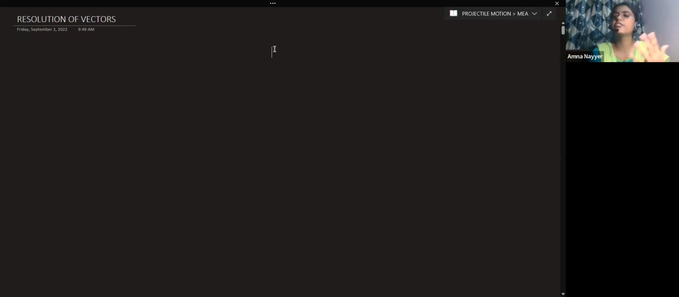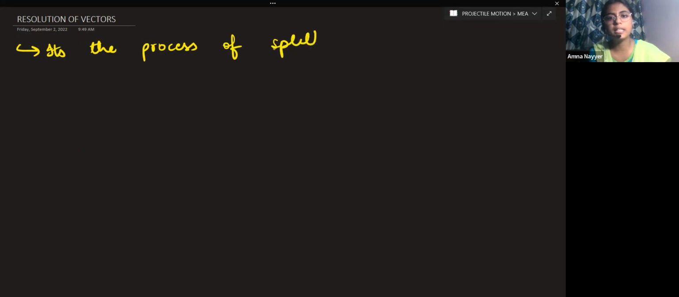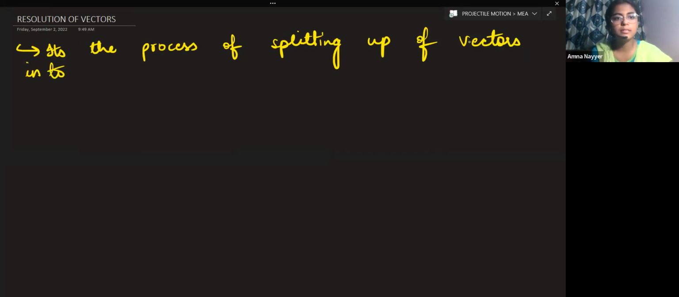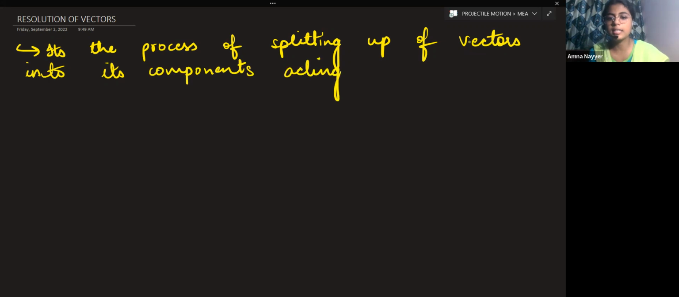So this is the process of splitting of vectors into its components. It's the process of splitting up of vectors into its components, its components acting in different directions.